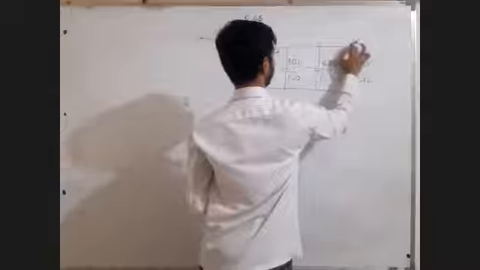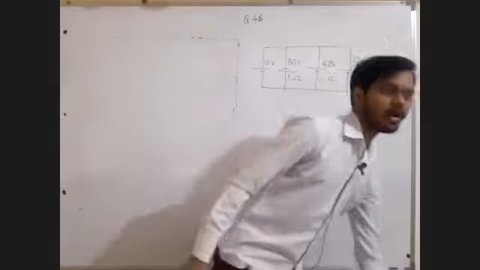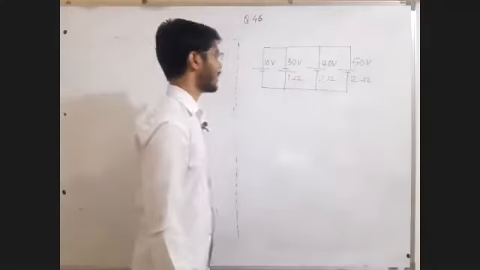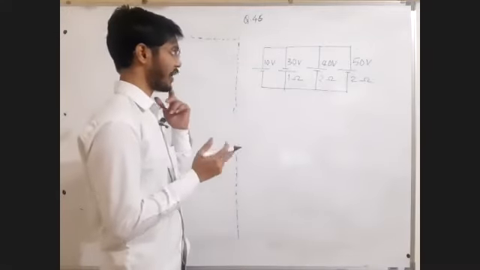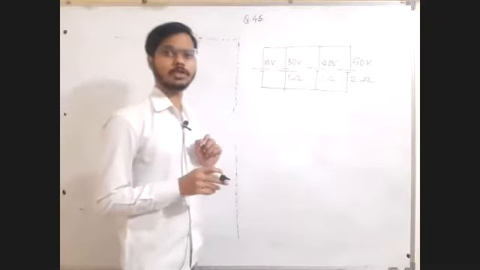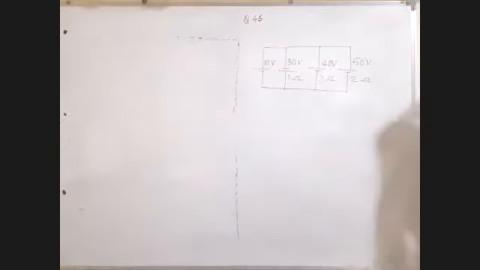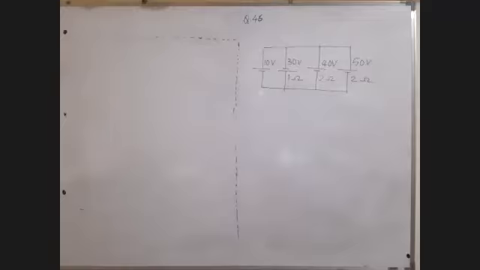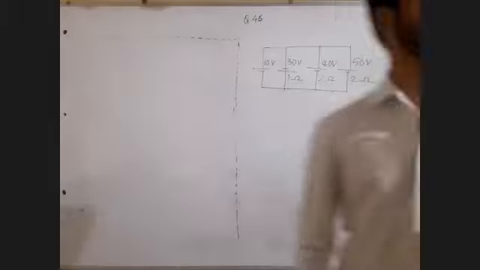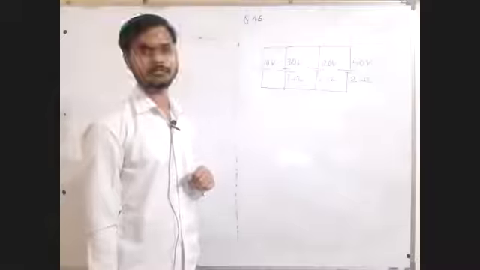Now for time being, let me give you the hint that initially you have to assume the currents, and then you have to find out the values of current. If the value of current comes out to be positive, then the assumed direction is correct. And if the value of current comes out to be negative, then the assumed direction is wrong.